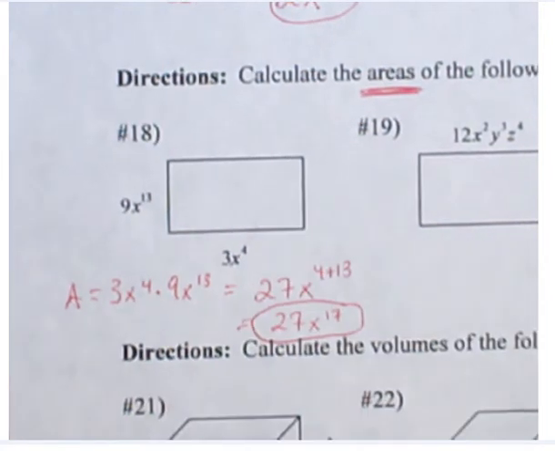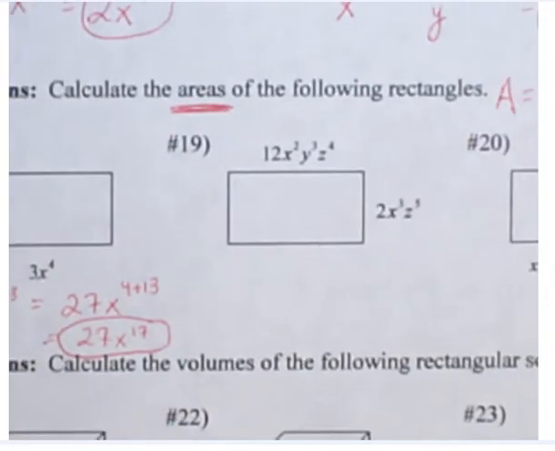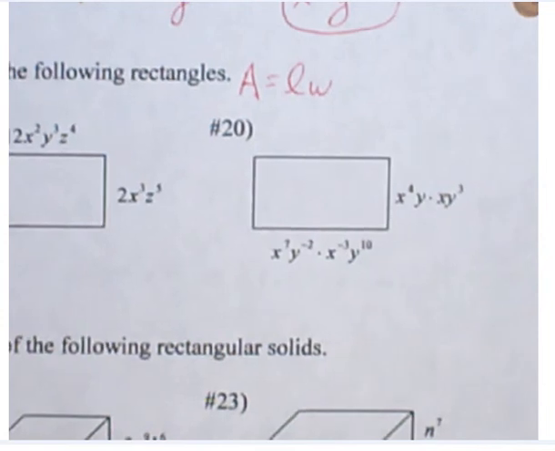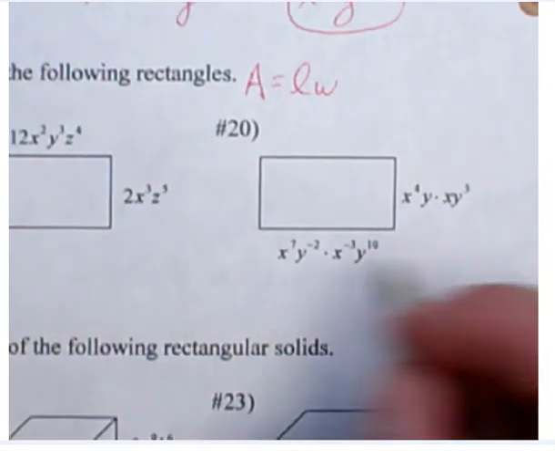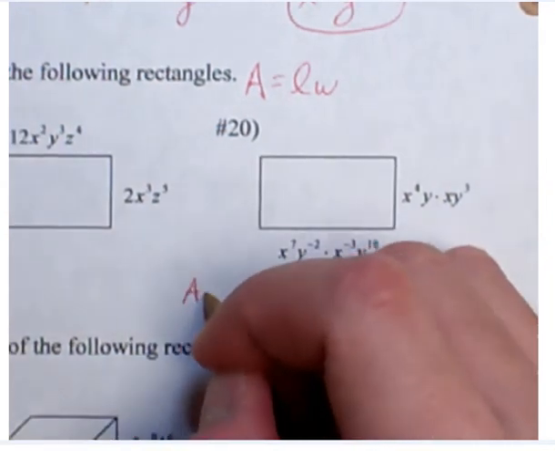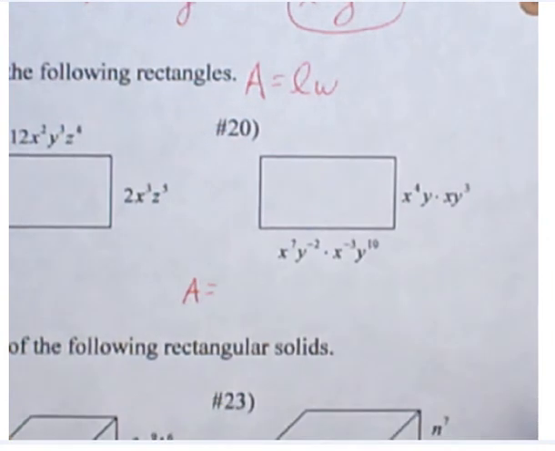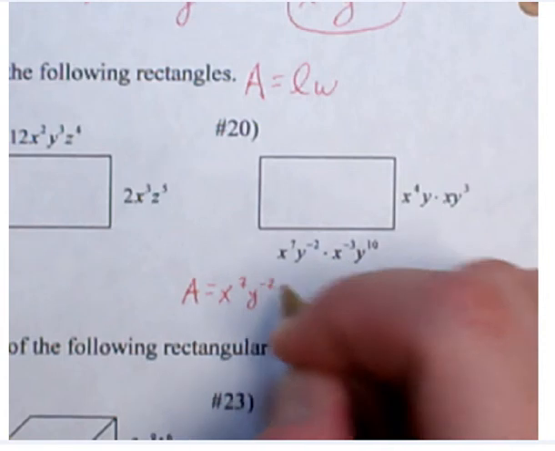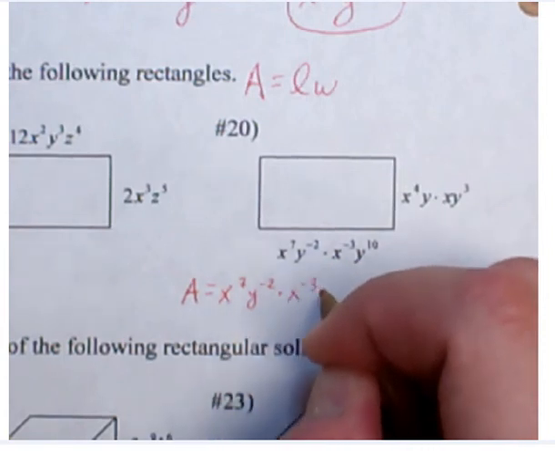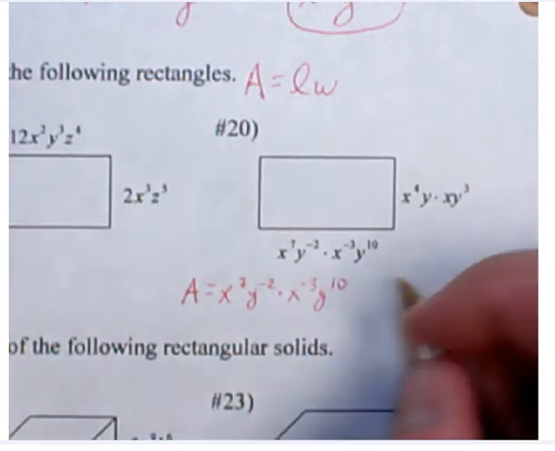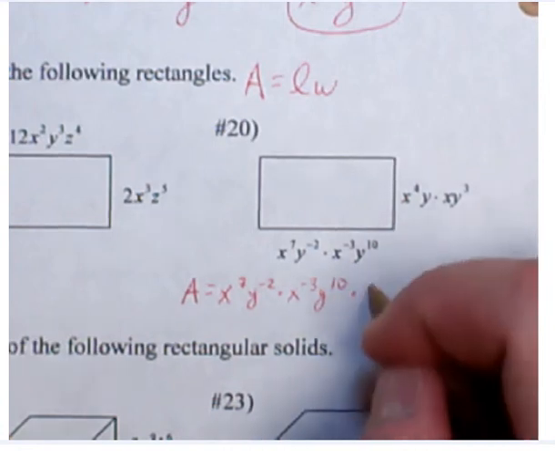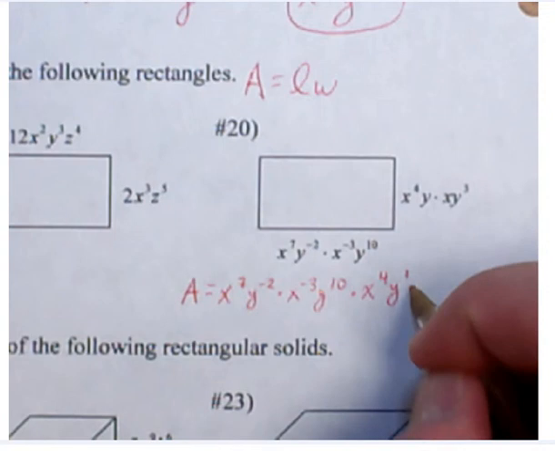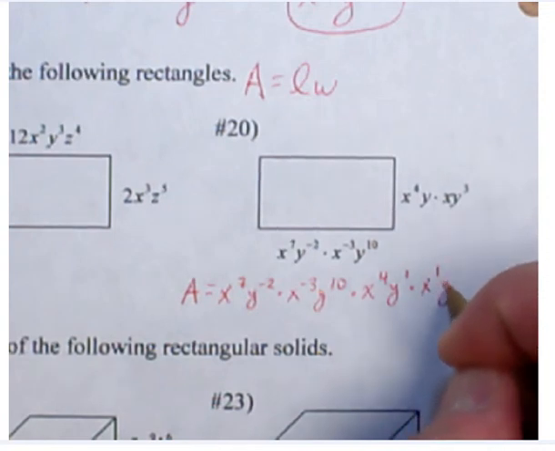Let's do one that looks really hard here. Let's skip 19. Let's do 20. Oh, that's a good problem. Whew, okay, lots of stuff going on here. Area is length times width. I'm going to copy this whole thing down. x to the 7th, y to the negative 2, times x to the negative 3, y to the 10th, times, that's your length. Your width is x to the 4th, y to the 1st. Put a 1 there. Times x to the 1st, y to the 3rd.